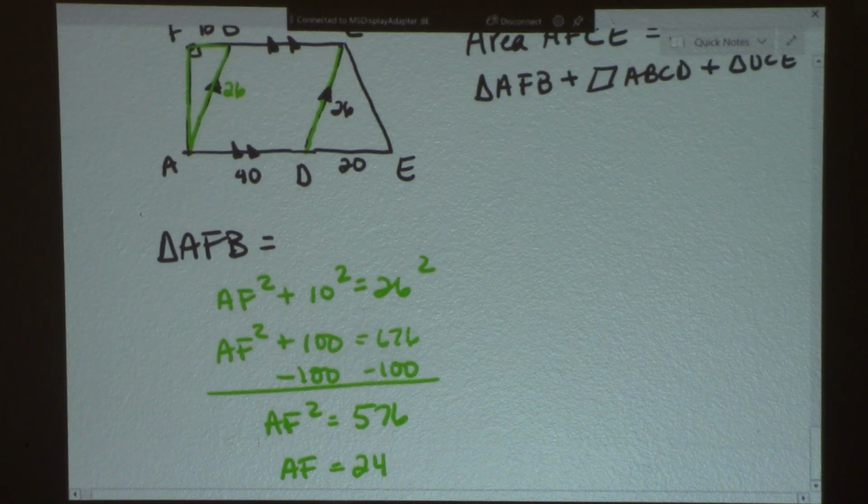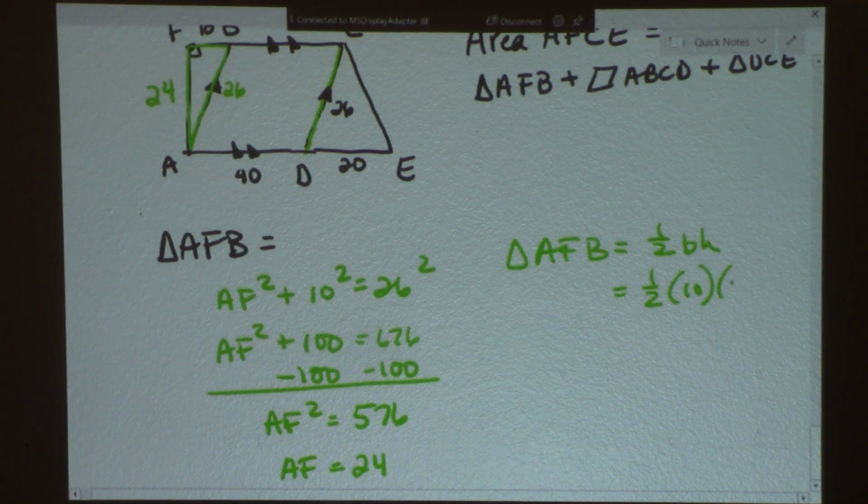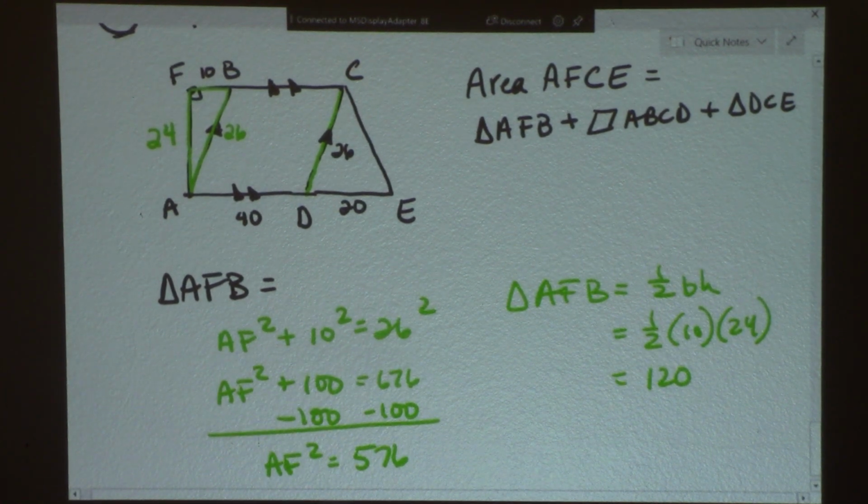Okay, so that helps me a lot. I can write 24 over here. So my area is going to be 1/2 base times height. Now I have the height, so it's 1/2 times 10 times 24, and I get for an answer 120. So I have 120 for the first part. If I know that is 24, that's going to help me a lot, isn't it?